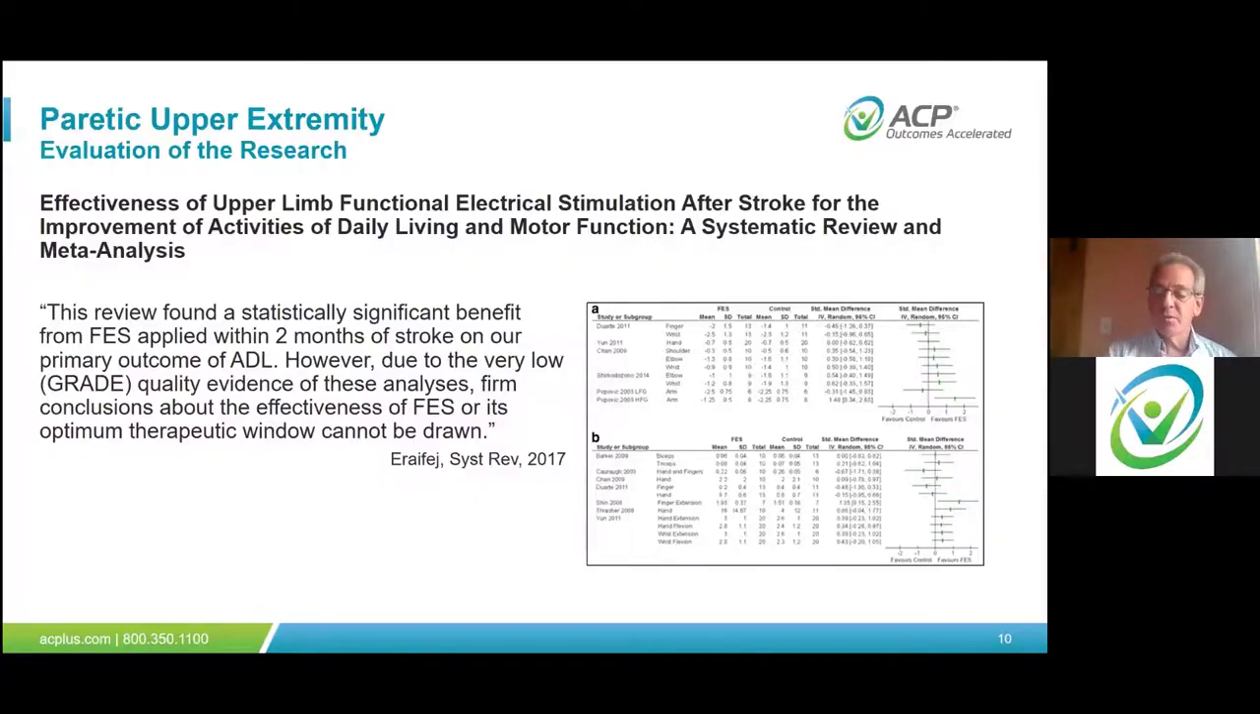So the recommendation from this review was that FES for upper extremity applications after stroke is particularly valuable, especially in the earlier stages. Some of the chronic studies were not as well controlled in that regard.